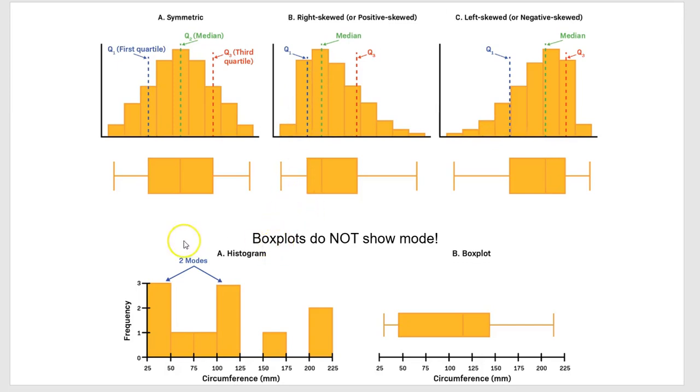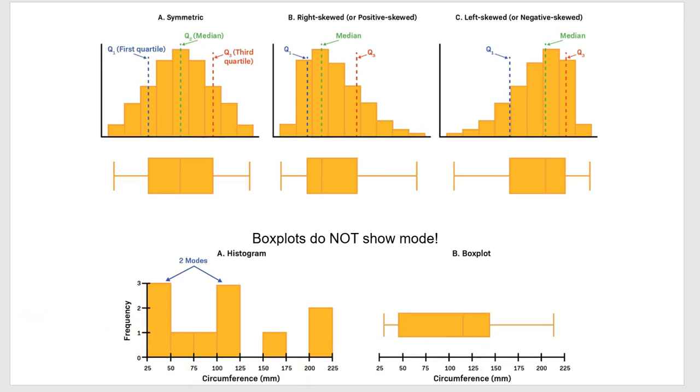The important thing that you need to know is that box plots do not show the mode. So if you look at the mode here, it has two modes, but then you look at the box plot, and there's really no correspondence there. So just know that box plots are not very good at showing mode. So keep that in mind.